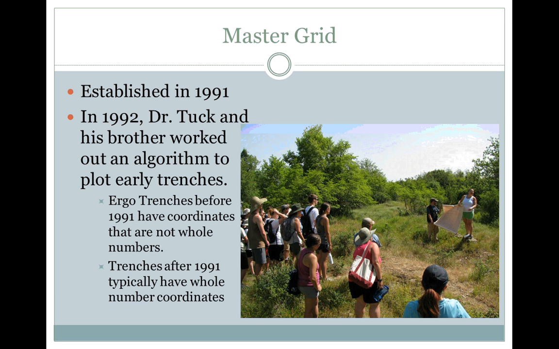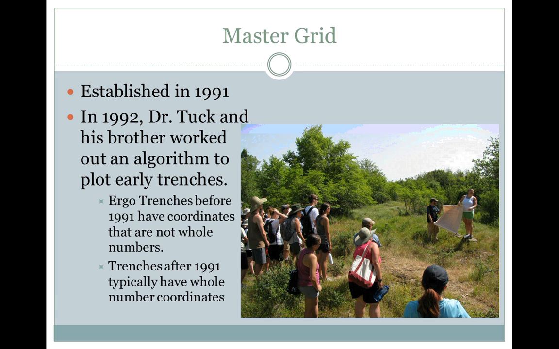This is why the earlier trenches have coordinates that are not whole numbers, while the trenches after 1991 typically have whole number coordinates. Now, the master grid is not connected to any type of latitude or longitudinal numbers. It just doesn't work that way. It is roughly running north-south and east-west, and there are several points throughout the entire hill that allow for us to reestablish these grids year after year, but we're not dealing with lat-long or GPS coordinates here. It is still very localized in that sense of the word.